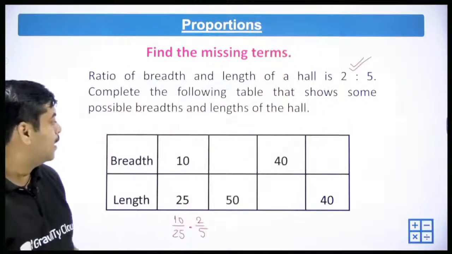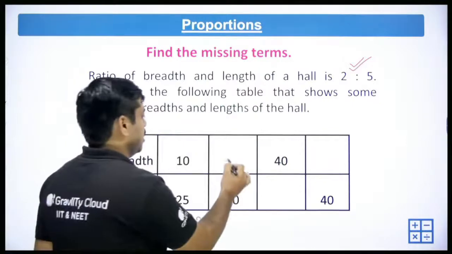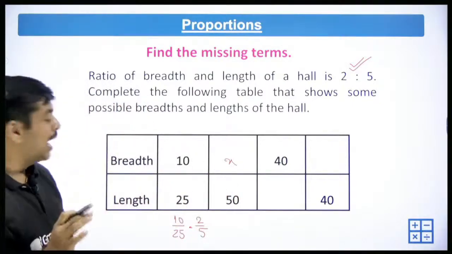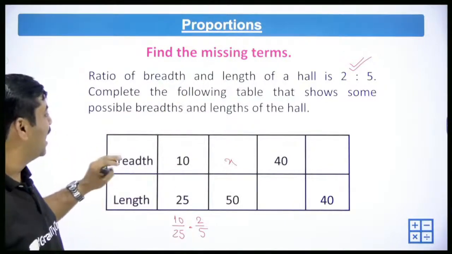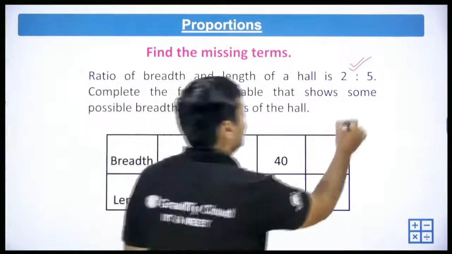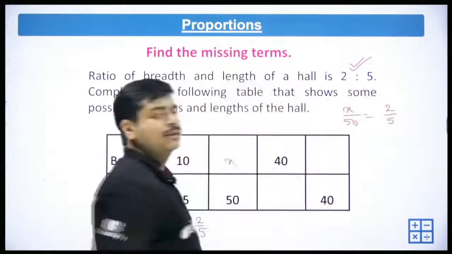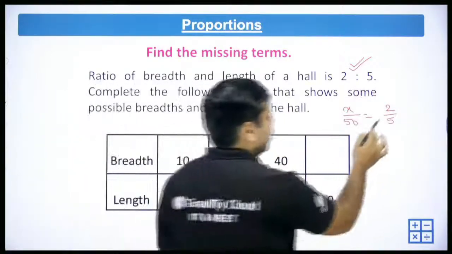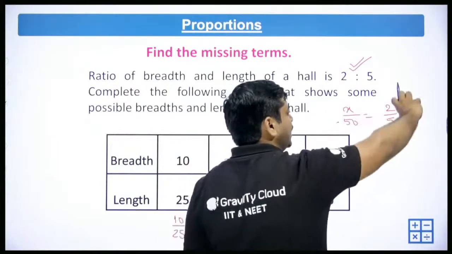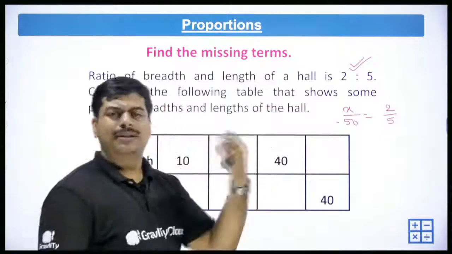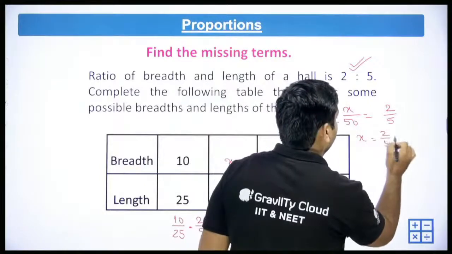The next one. Breadth and length. Length is 50. What about breadth? We don't know. Let us take it as x. I told you the ratio of breadth and length is 2:5. So x by 50 will give you 2 by 5. How to find the value of x? Just cross multiply 5 into x, or simply the denominator 50 will be transferred to the other side and multiplied. The same thing even if you do cross multiplication. So x is equal to 2 by 5 into 50.